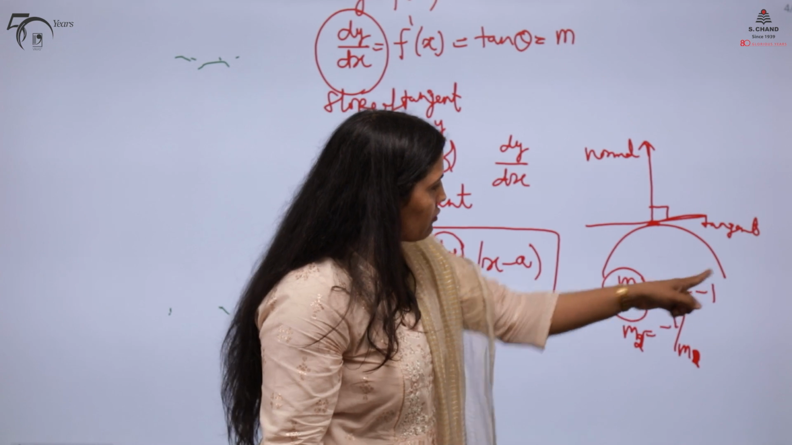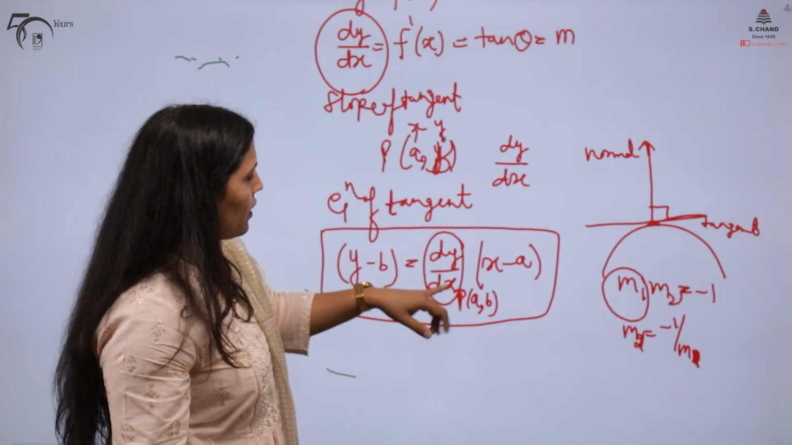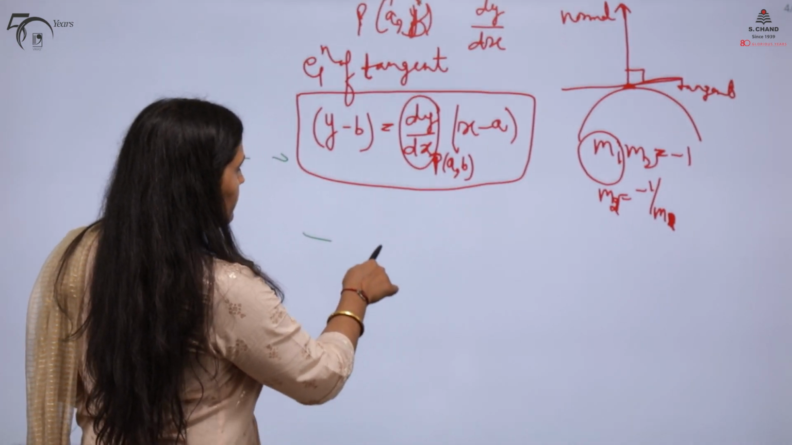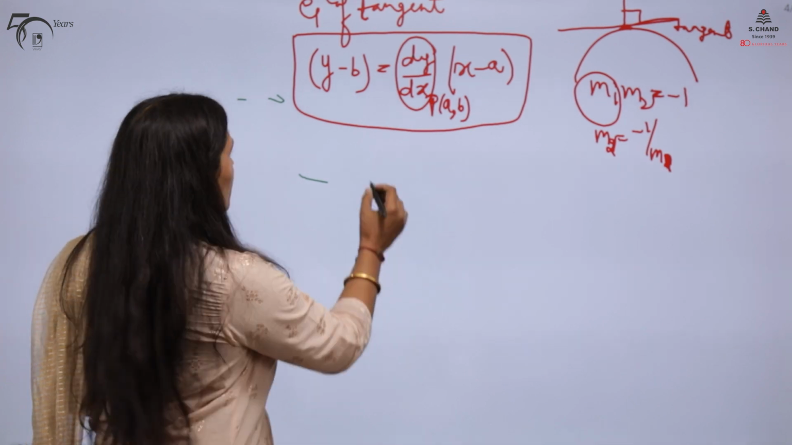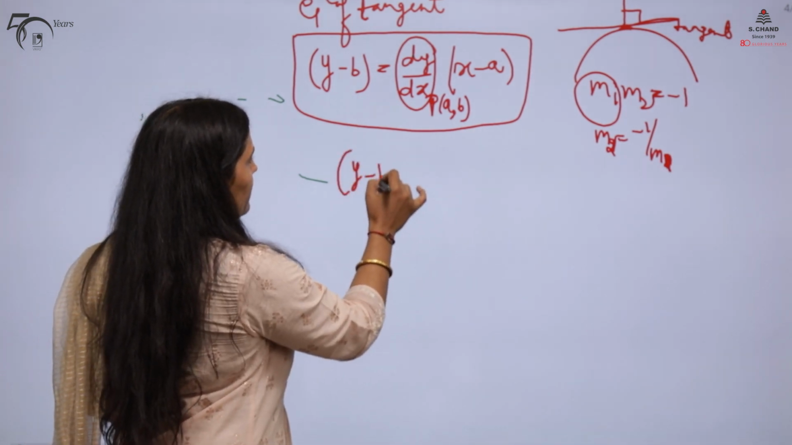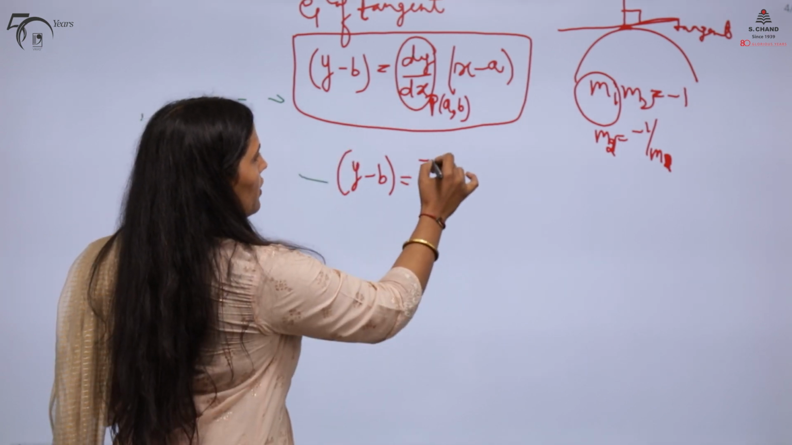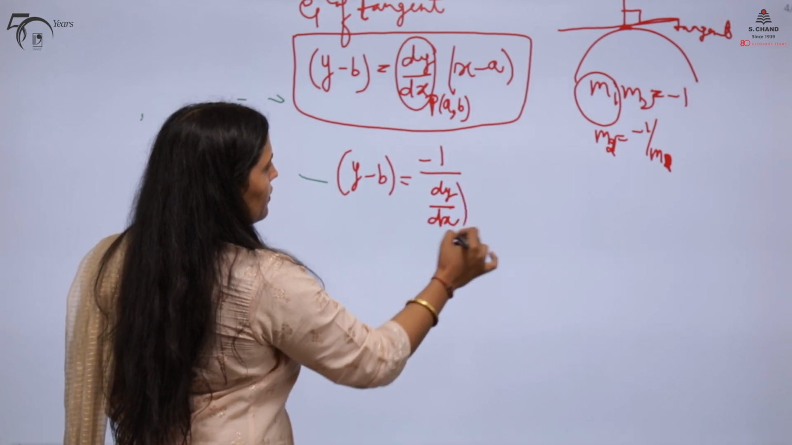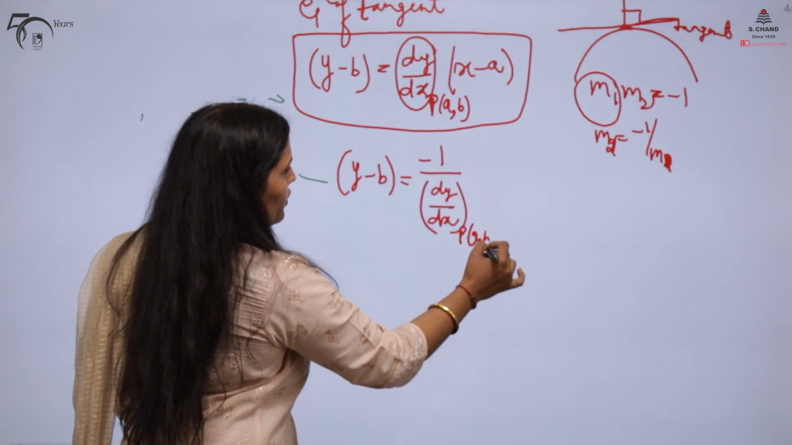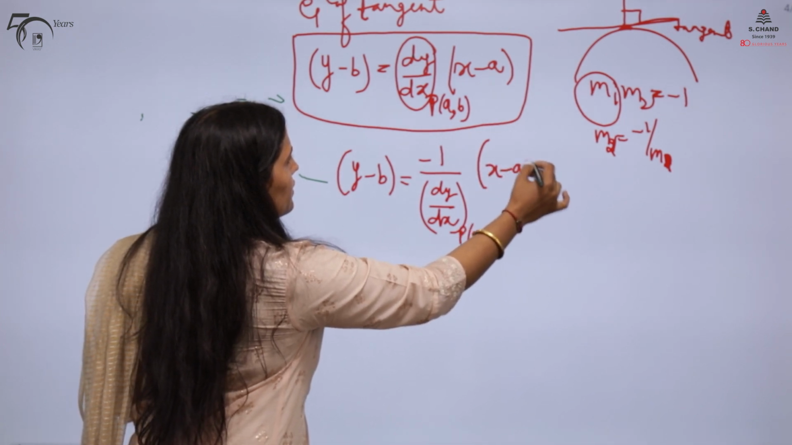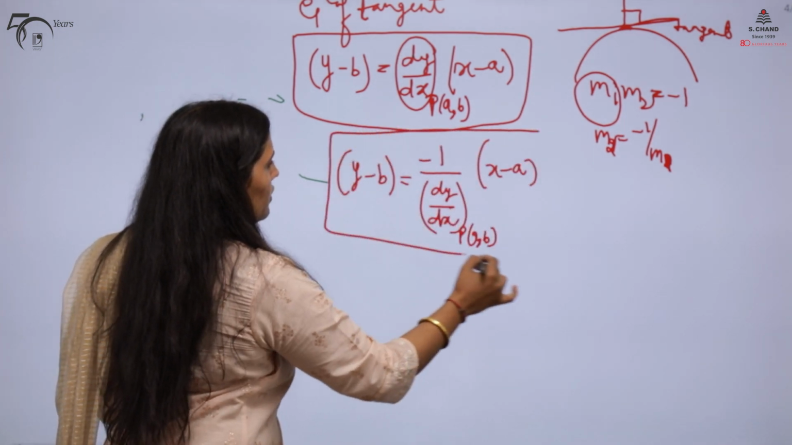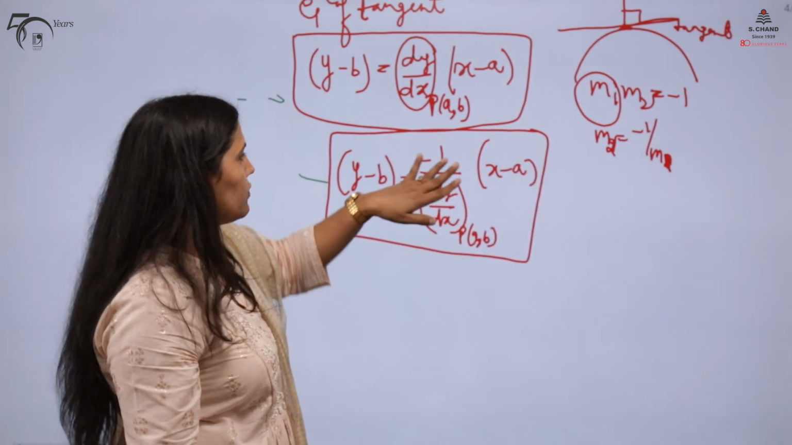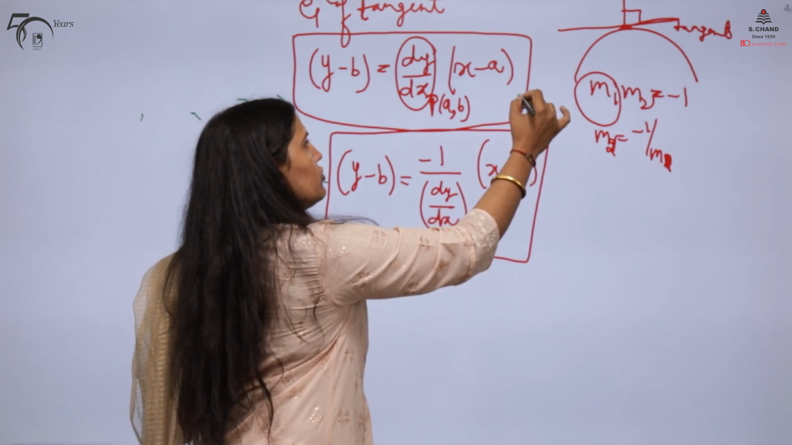So m2 will be -1/m1, where m1 is the slope of the tangent. Now how to write the normal equation? Just reverse it. So the normal equation will be y minus b equals minus 1 upon the slope of the tangent, times x minus a, obviously putting in the point, which you should not forget. This is the equation of the normal. So very simple: if you know the slope of the tangent, you can easily write the slope of the normal and simply get the equation. So this is the tangent equation.